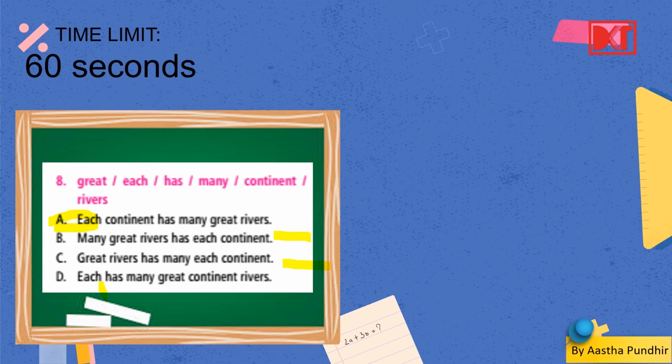Each, we don't have a noun here. Correct answer is A. Each continent has many great rivers. All the others are just simple tutti frutti English.